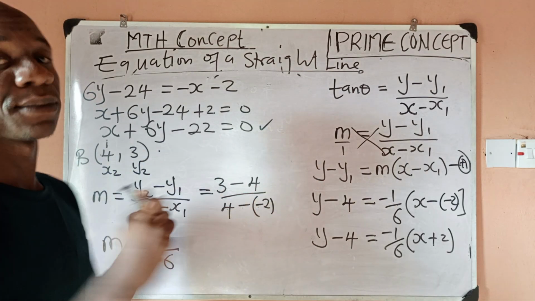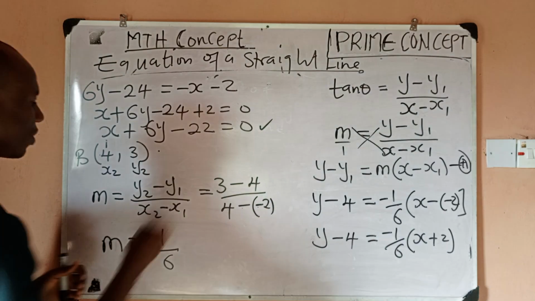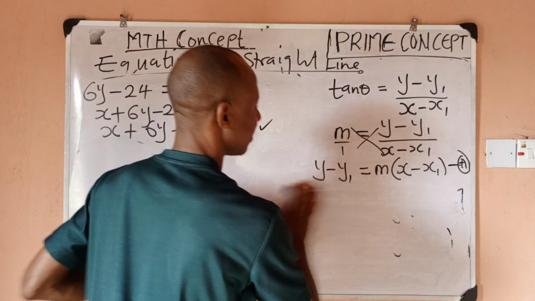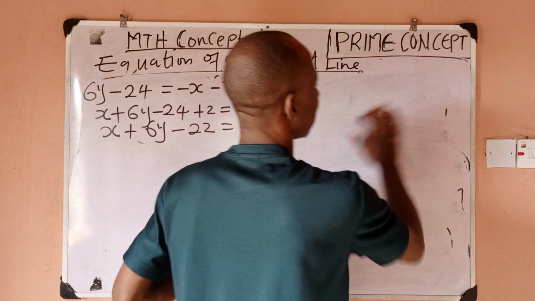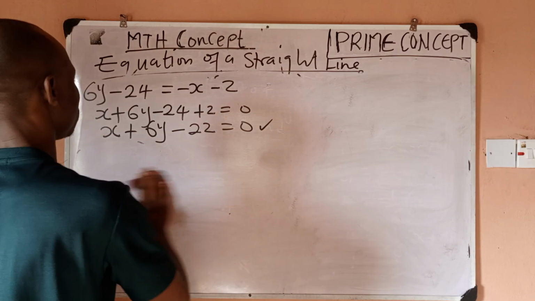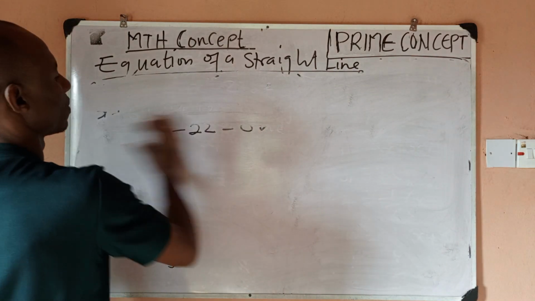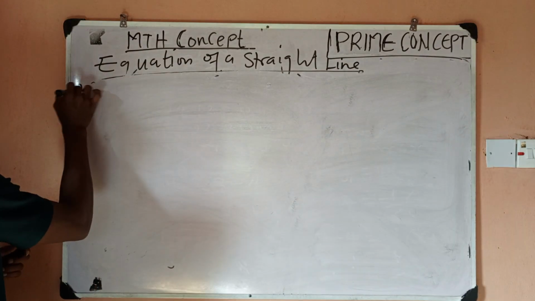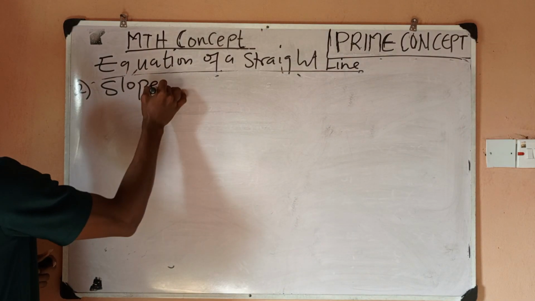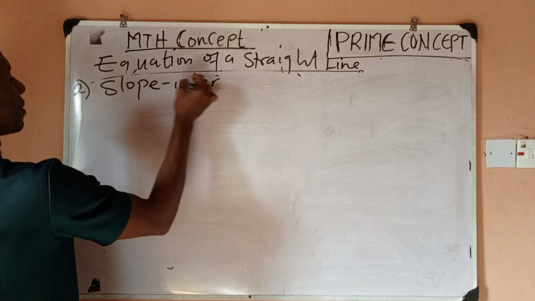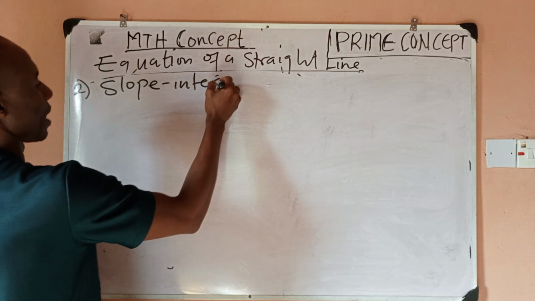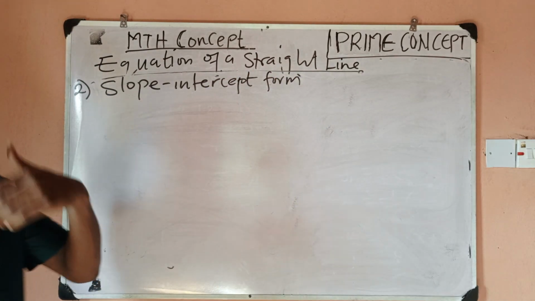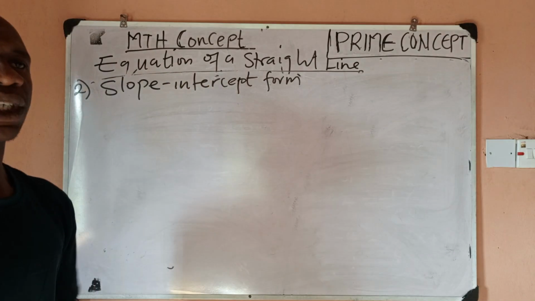So since this concept is clear, we're going to move straight to the next form for equation of the straight line, which is what? What did we say? There's a second form for equation of a straight line. The second form is going to be our slope-intercept form, or you can say gradient-intercept form. That's the second form. Number 2 is slope-intercept form. So this is the second way for which we can get the equation of a straight line.